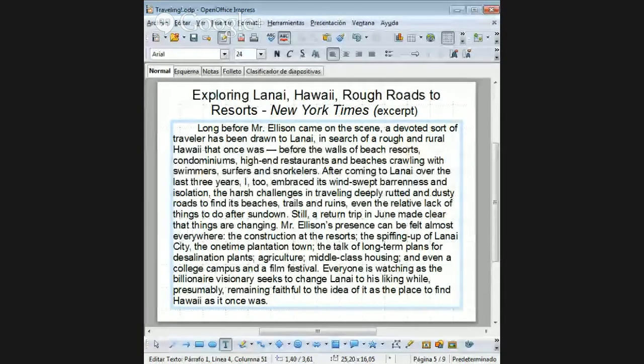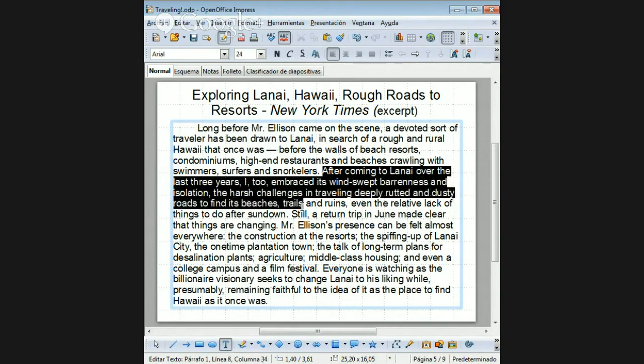Yeah, good. So crawling just means it's really full. So the verb to crawl is actually to walk on your hands and your knees. In this case, it's crawling with swimmers, surfers, and snorkelers. It's like there's so many people you can't even walk. You have to move slowly. You have to crawl through the people. So when something is crawling with people, it just means it's really full. It's a really common expression that we have in English. But good.